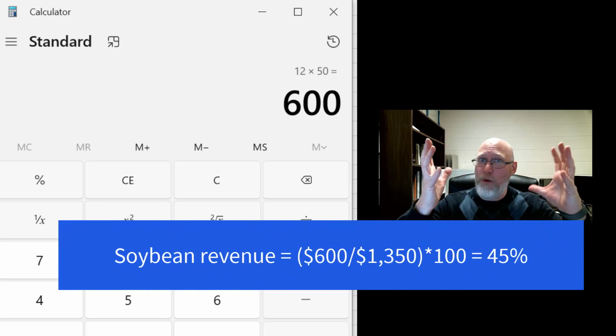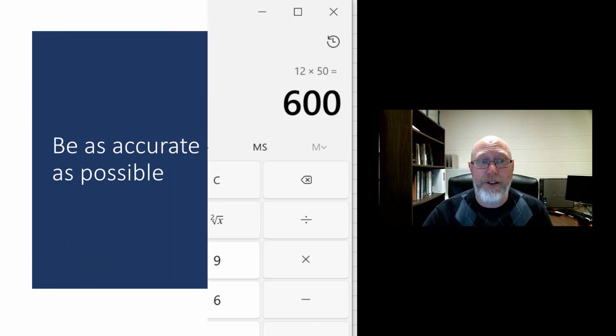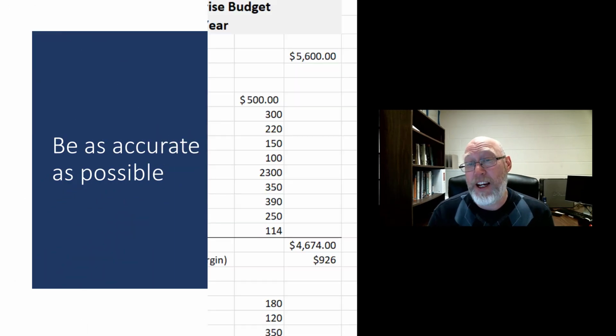And so there's no magic bullet for how to allocate this. You just have to make sure the way you're allocating it isn't going to make one of your enterprises look especially rosy and one look especially terrible. And that really is the practical advice I have for you for allocating those operating cost. I always tell people to try to be as accurate as possible.